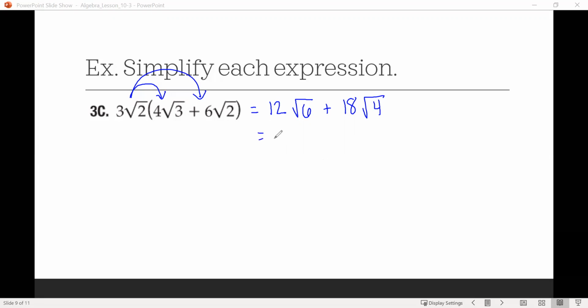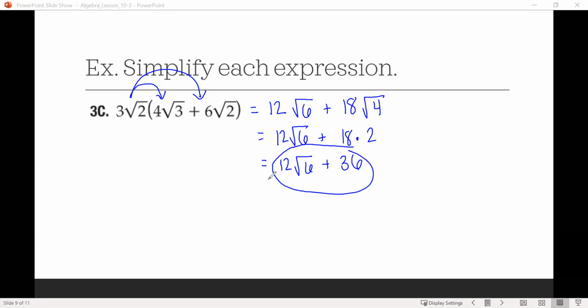So then we have 12 radical 6 plus 18 times the square root of 4, which is 2. So if we multiply 18 times 2, we get 36. And this is our final answer. We do not add the 12 and the 36 or anything like that. They're not like radicands, okay?